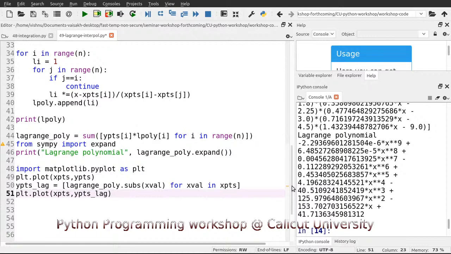So there are two plots. Maybe we can specify the color also. Red dot, and here blue dash. Expand is used. Why is it saying it's not used? Okay, somehow maybe expand is not used as a function, but we used it as a method.